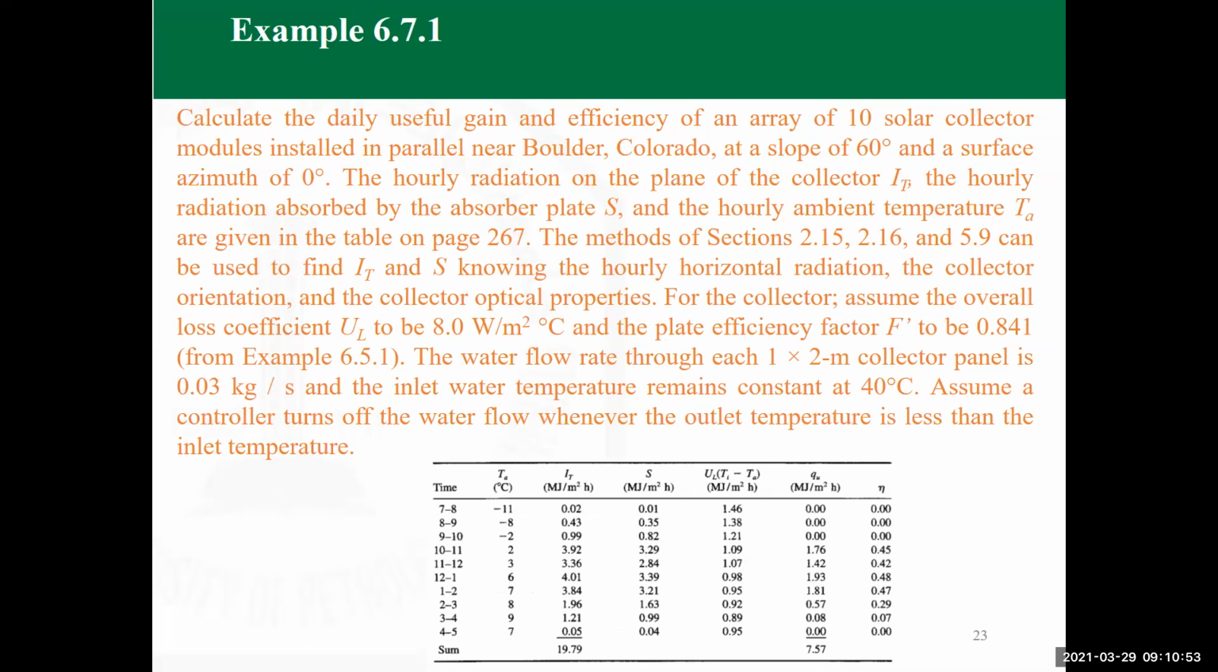Assume a controller that turns off the water whenever the outlet temperature is less than the inlet. That's something that we talked about earlier, talking about the critical radiation, which means that if you have a collector and the solar radiation is not high enough to increase the water temperature, we don't turn it on because you'll be losing pumping power for no reason. So you just wait until the radiation is higher than the critical value, so the outlet water temperature is going to be higher than the inlet.